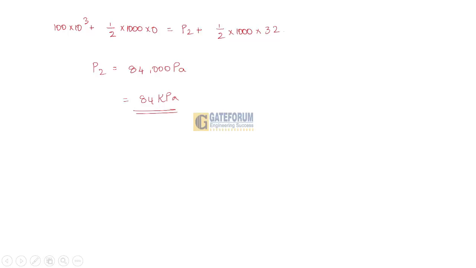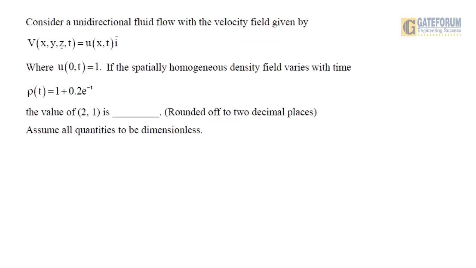Moving to the next question. Consider a unidirectional fluid flow with a velocity field given by v of x, y, z, t with u of x, y into i cap. U of 0 comma t is 1. If the spatially homogeneous density field varies with time, rho of t is equal to 1 plus 0.2 e power minus t, the value of u of 2 comma 1 rounded to.